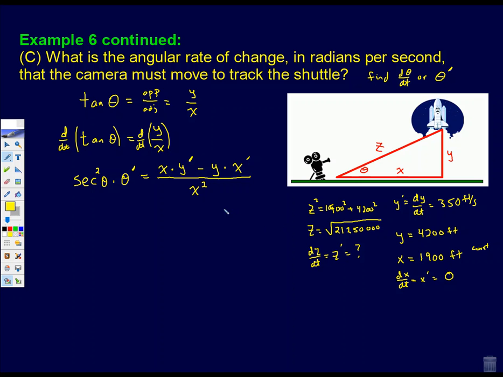Now, I'm solving for theta prime. I want to know what the rate of change of theta is. I know all the values of the right side perfectly fine, but there's this secant of theta on this side that I don't have a value for. So it's time for me to rely on my trigonometry knowledge again. Secant is the reciprocal of cosine.